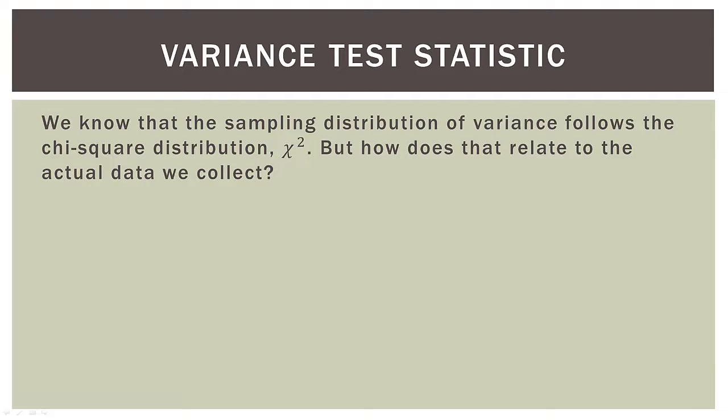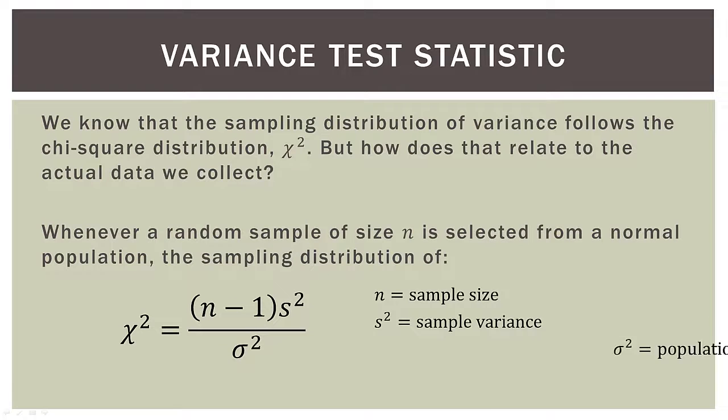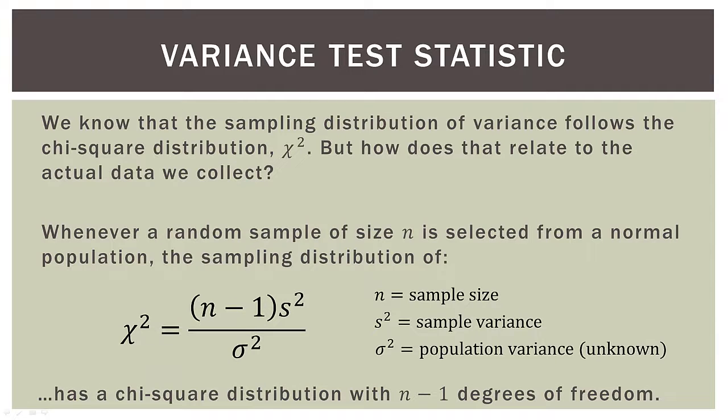Now we know that the sampling distribution of the variance follows this chi-square distribution. But how does that relate to the actual data we collect? Whenever a random sample of size n is selected from a normal population, the sampling distribution of chi-square follows this expression, where n is the sample size, s squared is the sample variance, and sigma squared is the population variance, which of course is unknown. And this has a chi-square distribution with n minus 1 degrees of freedom.